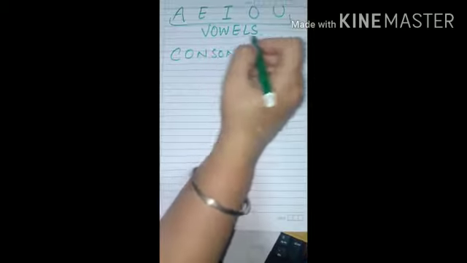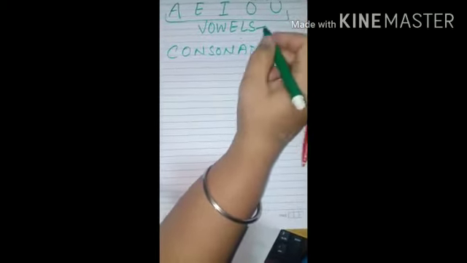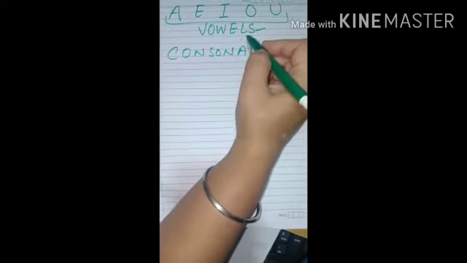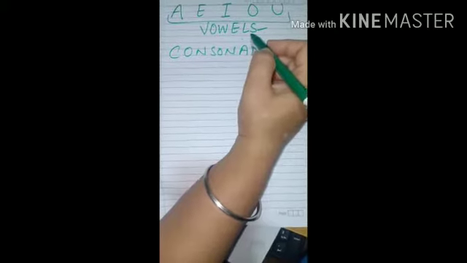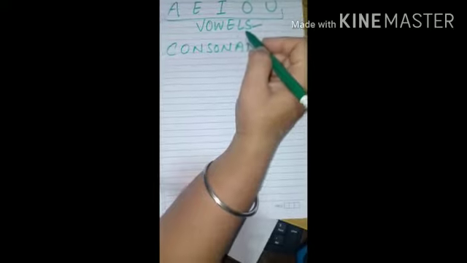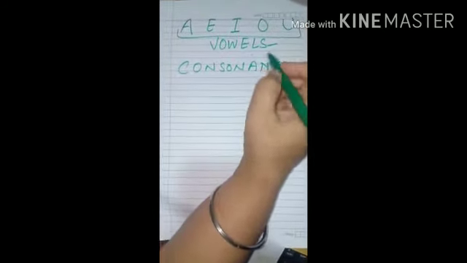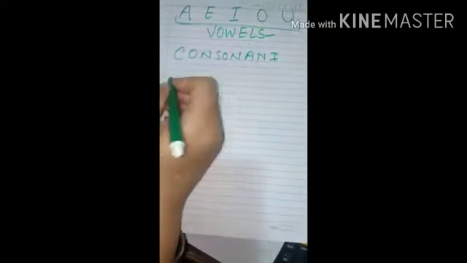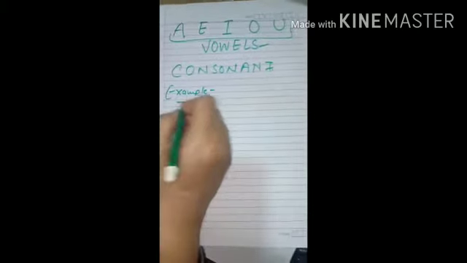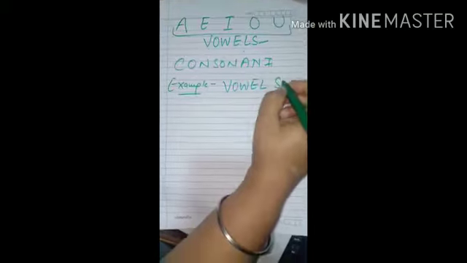Why are we discussing vowels and consonants within the topic of suffixes? Because they matter a lot. When we discuss vowel suffixes and consonant suffixes, there are some rules that are important and you need to follow them. So I will give you some examples. First we will discuss the vowel suffixes.